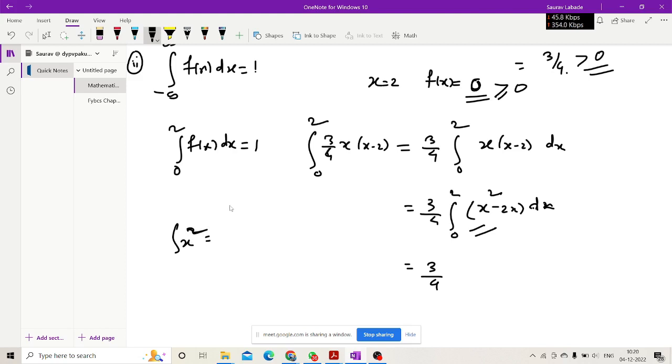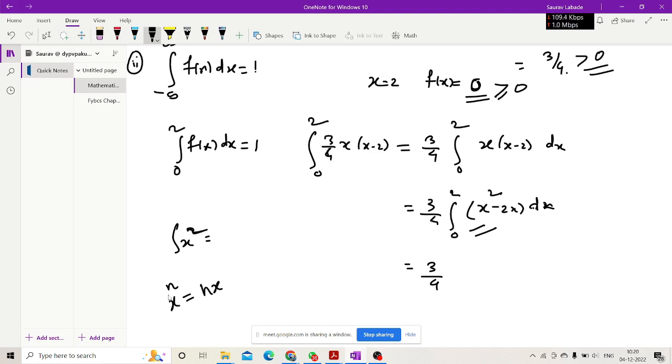Tell me, integration. No, it is not x by 2. What is the integration of x raised to n? You should know the formulas of integration. Yes, nx. Yes, it is x cube by 3.